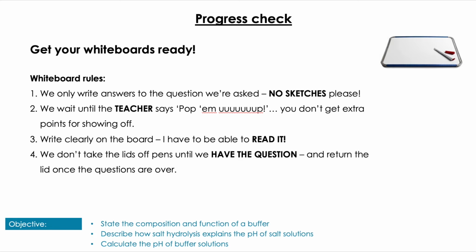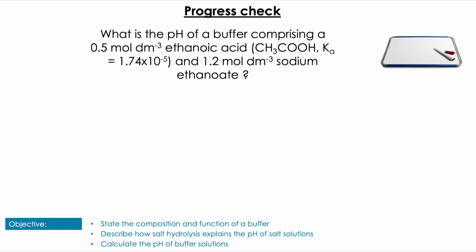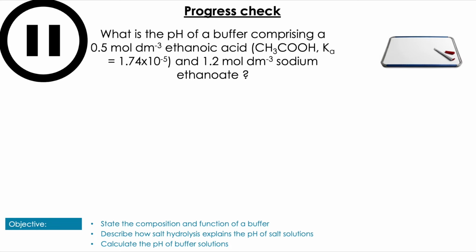First question, what is the pH of a buffer comprising 0.5 moles of ethanoic acid and 1.2 moles of sodium ethanoate? Pause the video here to give yourself a moment for that.